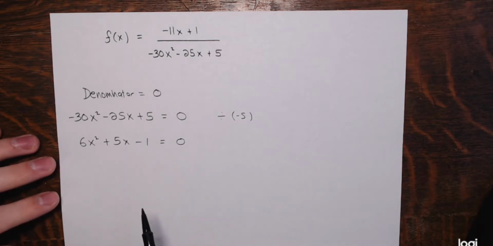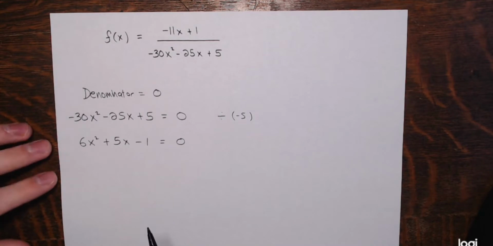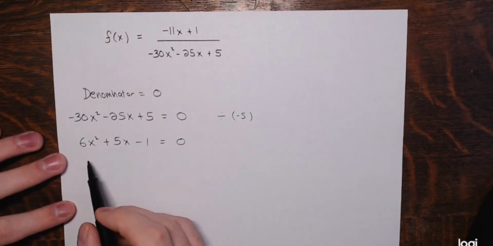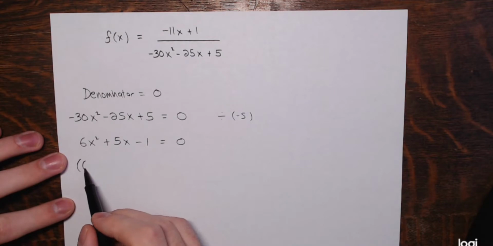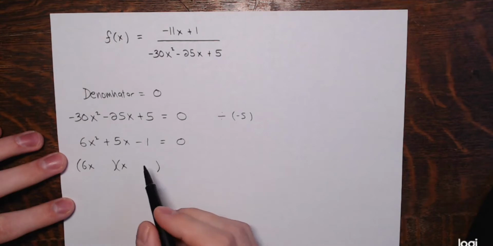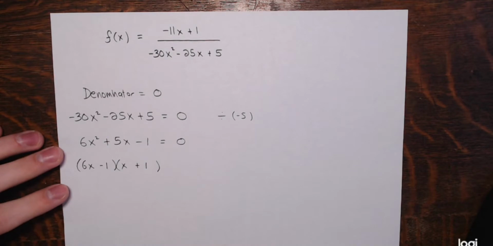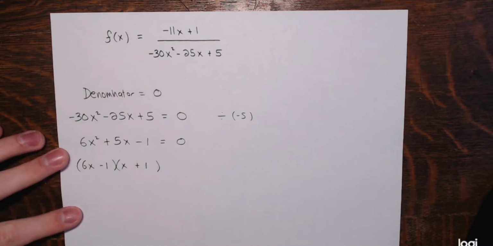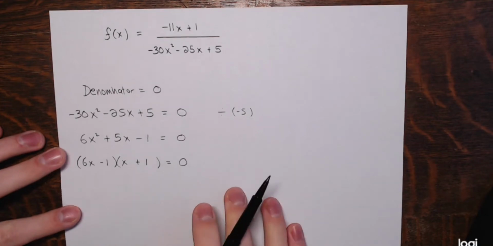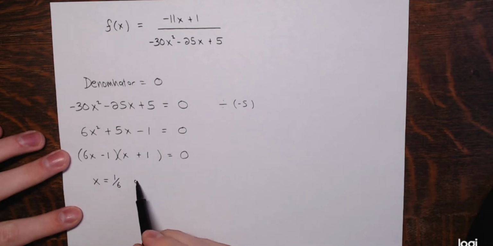Now you can use the quadratic formula, completing the square method, or if it's factorable, you can factor it, which this one is. This would factor to 6x and x, and then we'd have to have plus 1 here, minus 1 here. 6x minus 1 times x plus 1 would give me that polynomial there, 6x squared plus 5x minus 1. And then by the zero product property, x would have to be either 1/6, that makes this factor 0, or -1.